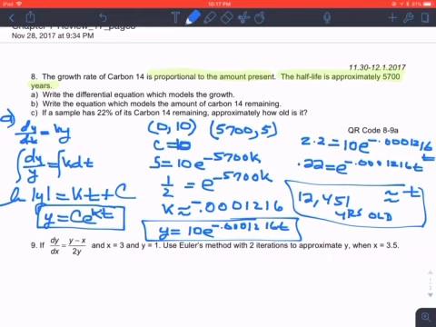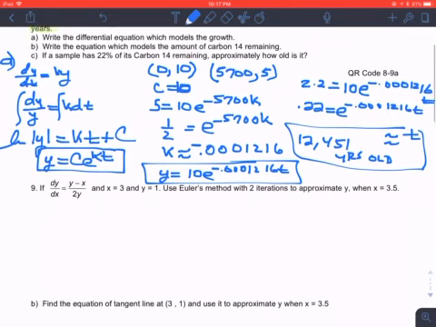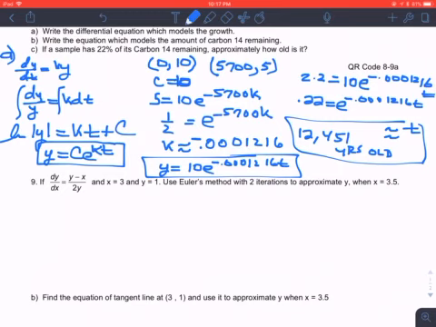All right, so now let's go on and do number 9. This is an Euler's method question. You're doing 2 iterations. You're starting at 3 and you're ending at 3.5. So your delta x is going to be the difference between those two, which is 1/2. But then we have 2 iterations, so I've got to divide that by 2 and I get 1/4 or 0.25. Okay? And that's our delta x. So each time we're going to move to the right 0.25.